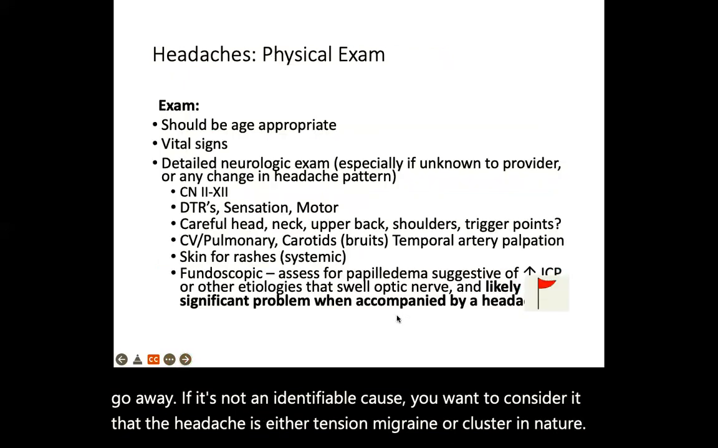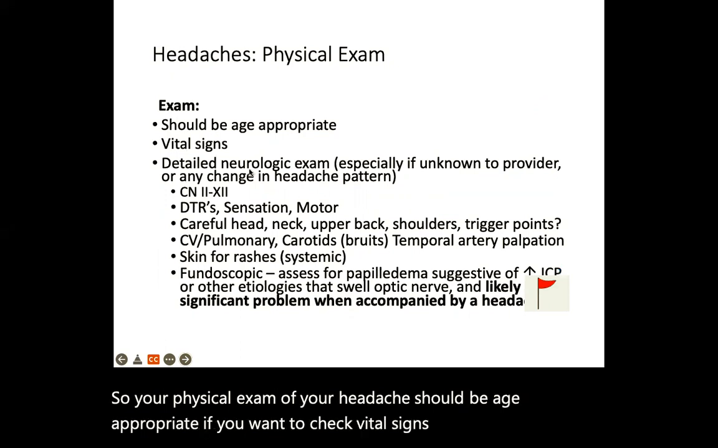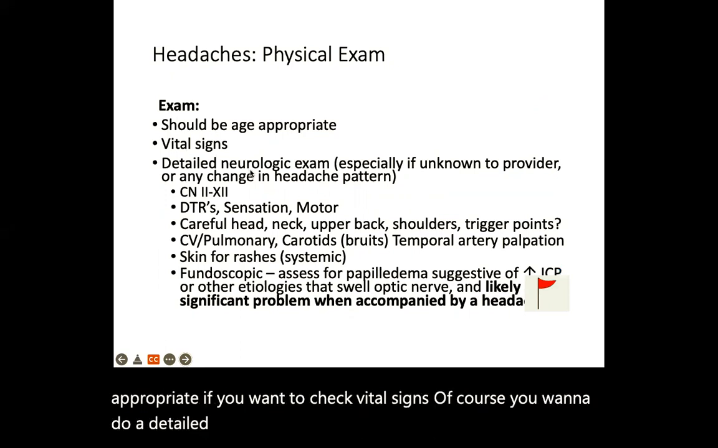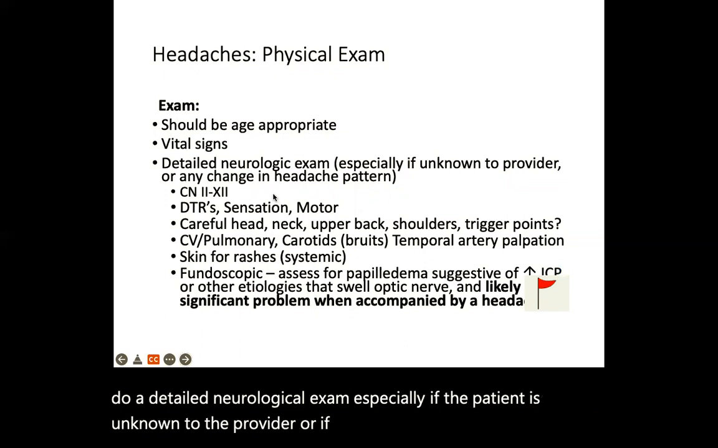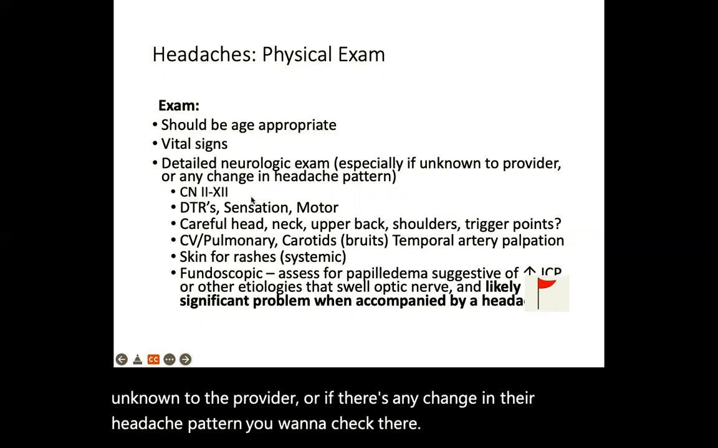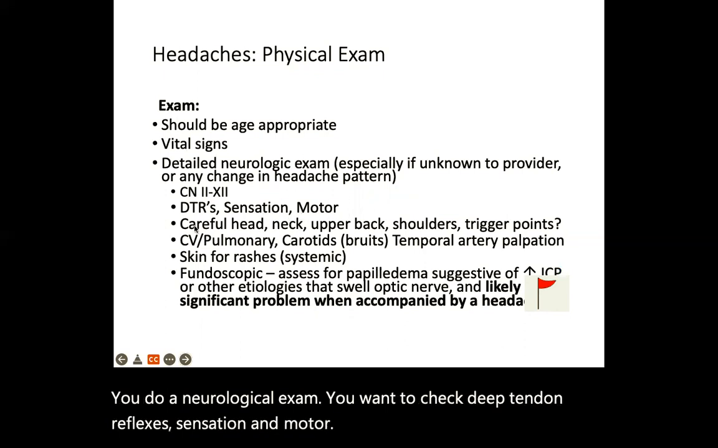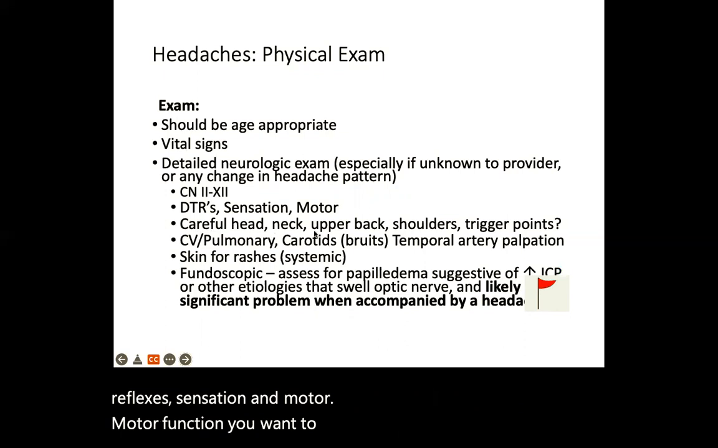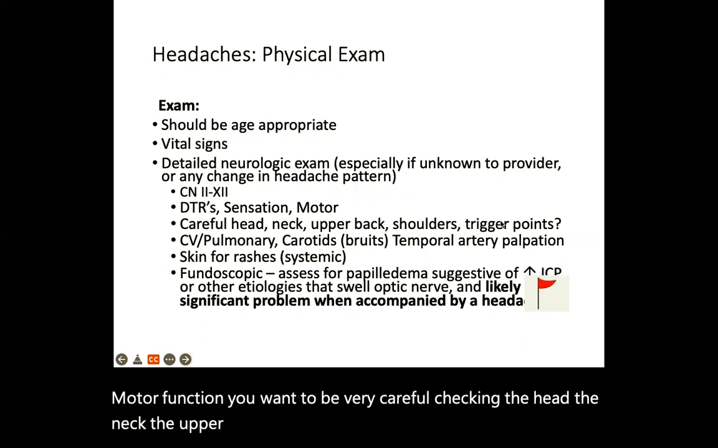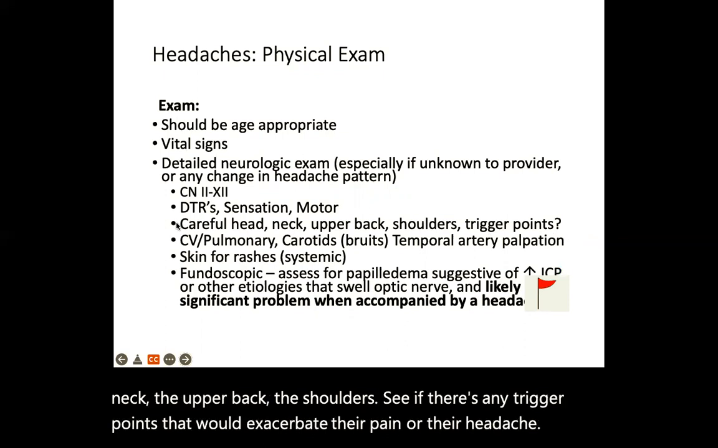So your physical exam of your headache should be age appropriate. You want to check vital signs, of course. You want to do a detailed neurological exam, especially if the patient is unknown to the provider or if there's any change in their headache pattern. You want to check deep tendon reflexes, sensation, and motor function. You want to be very careful checking the head, the neck, the upper back, the shoulders, to see if there are any trigger points that would exacerbate their pain or their headache. Make note of that for sure.